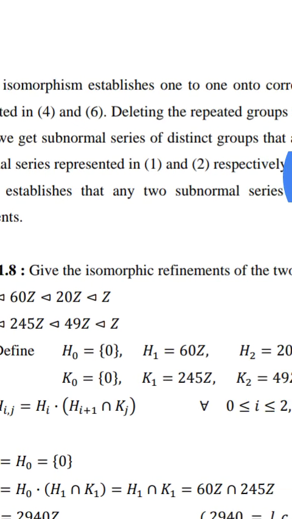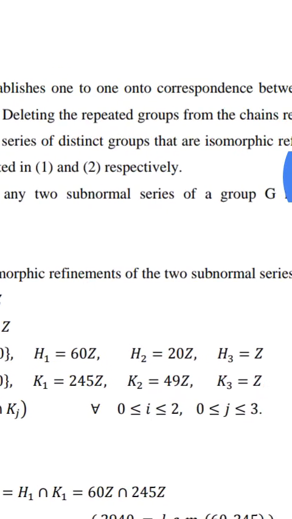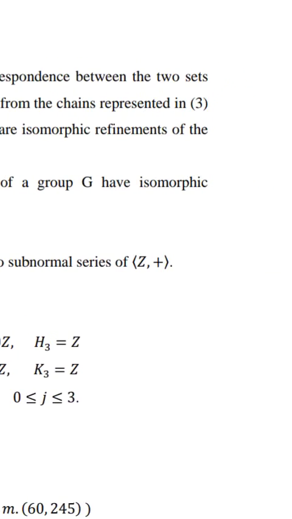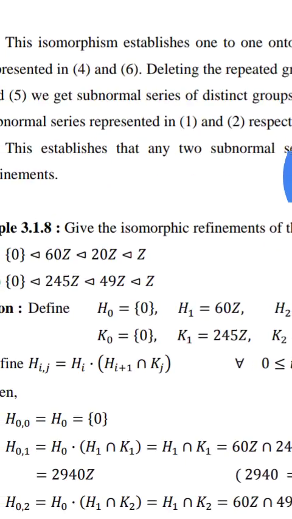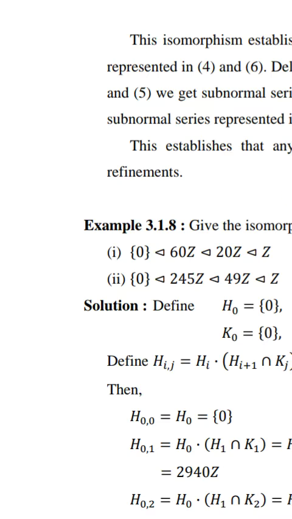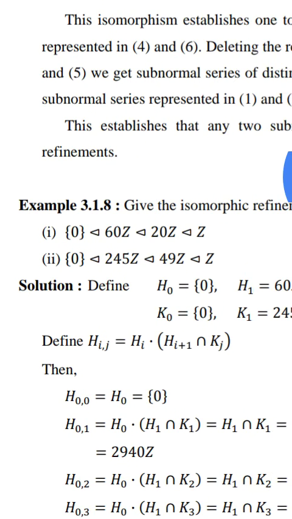Example: give the isomorphic refinement of the two subnormal series of Z: {0} is normal in 60Z is normal in 20Z is normal in Z, and {0} is normal in 245Z is normal in 49Z is normal in Z.